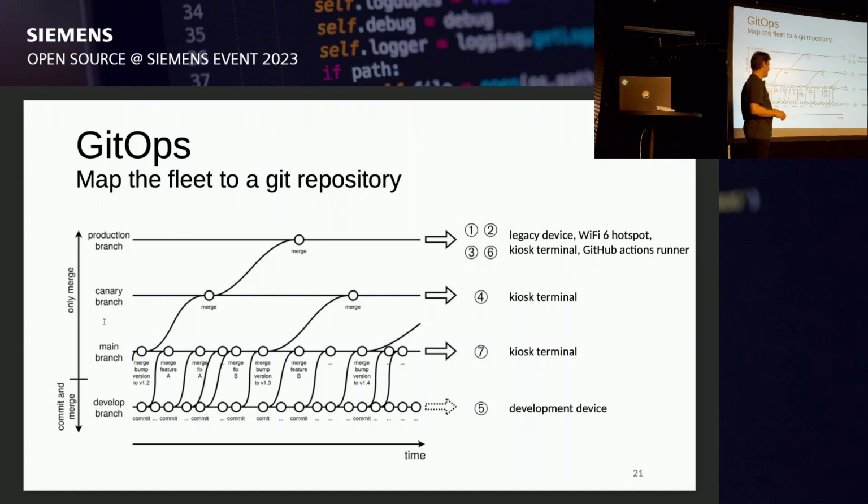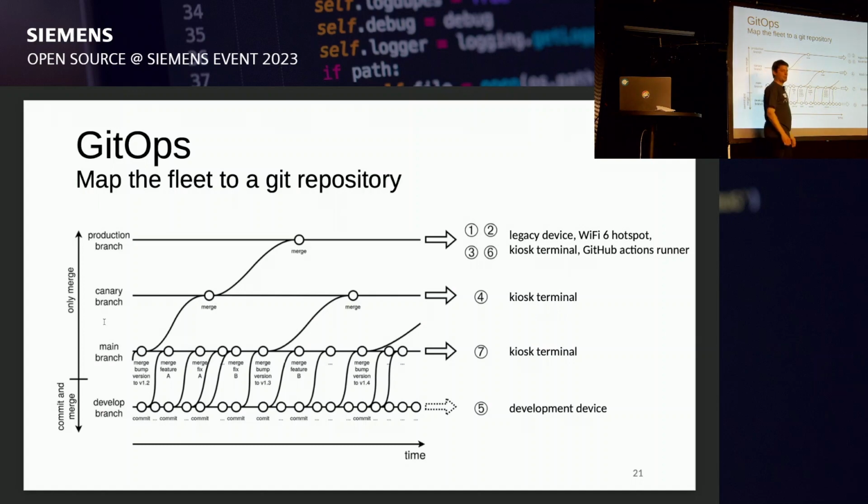It's just me taking notice, so that's okay. But once we are happy and the Variscite development board is not broken, I can merge this stuff without changing anything. I can merge it to the main branch. And then maybe the kiosk terminal in the development building gets updated, so some other developers will let me know if something is broken. Still okay. But if it doesn't break, let's then merge it to the canary branch.